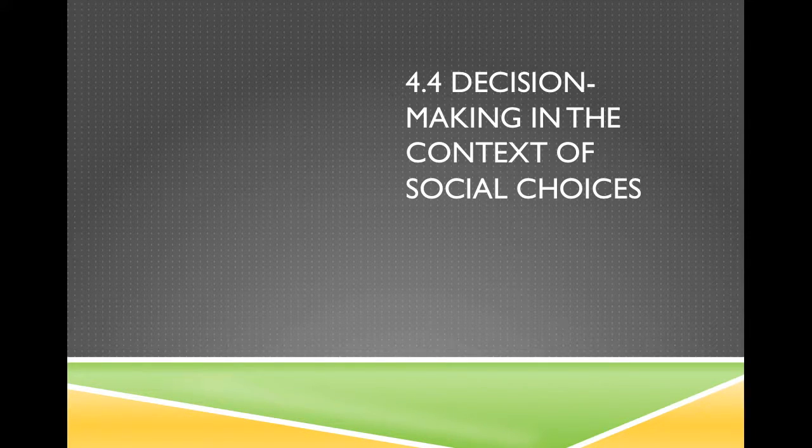This is the last chapter for probability. I'm sure everybody's very happy about this. It's called Decision Making in the Context of Social Choices. It comes straight from the last lesson on voting procedures. So now we know about voting procedures, like all of them. When do we make them?